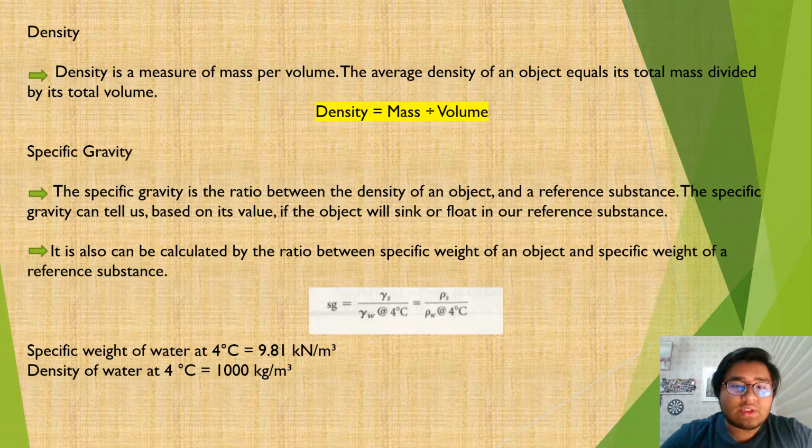There is a picture which shows us how to calculate specific gravity, which is the density of an object over the density of water at 4 degrees Celsius, or we can find the specific gravity through the specific weight of an object over the specific weight of water at 4 degrees Celsius. The value of the specific weight of water at 4 degrees Celsius is 9.81 kilonewton over meter cube, and the density of water at 4 degrees Celsius is 1000 kg over meter cube.